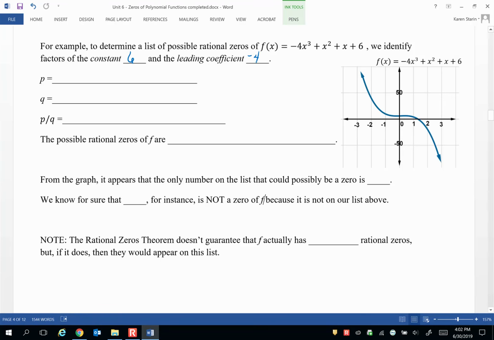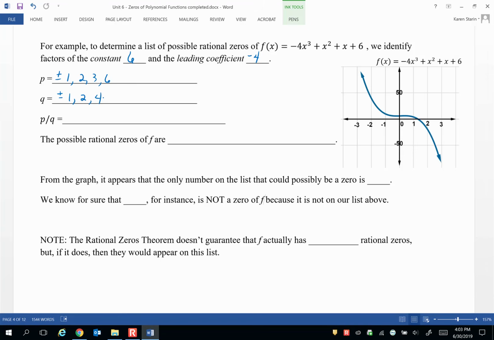So the factors of the constant first, those are our p's. So I could have plus or minus 1, 2, 3, or 6. Those are all the factors of 6, both positive and negative. Now the factors of the leading coefficient. Well, I could have plus or minus 1, plus or minus 2, and plus or minus 4. Now all combinations of the p's over the q's, and we don't have to repeat things.